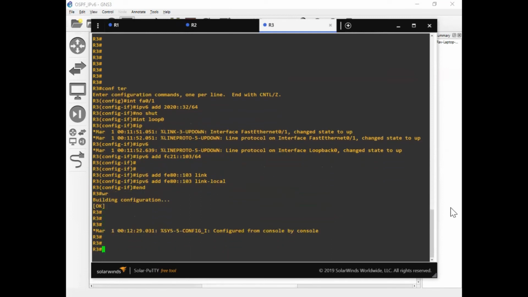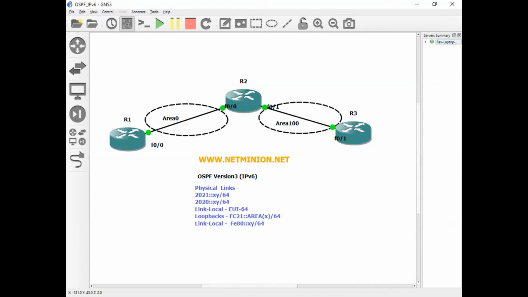Just try to understand, guys, what I have done. I just provided the IP address on your physical link, with 2021 this side, 2020 this side. Then I put the loopbacks over the loopback. Link local I am not touching, so link local is automatically generated over here, over here, over here.